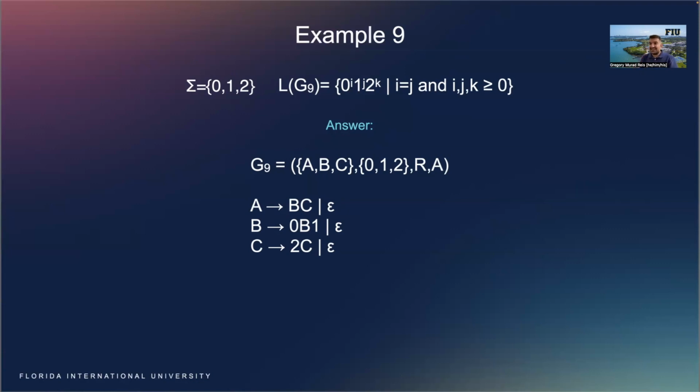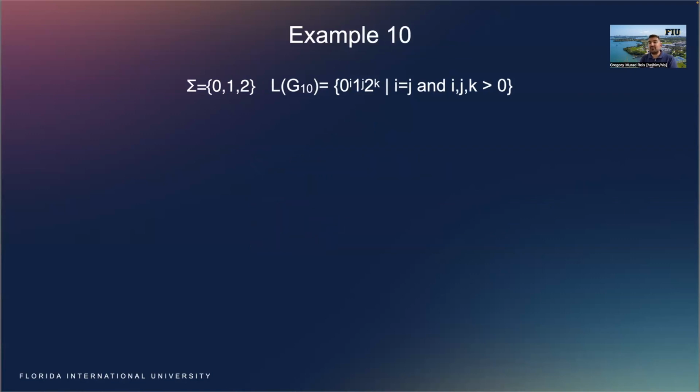I, J, and K, the three of them, greater or equal to 0. In the case that I, J, and K are equal to 0, you need the epsilon production as well, so that A can also produce epsilon directly, B can produce epsilon, and C can also produce epsilon. In this example, I, J, and K can only be greater than 0, so I cannot allow for empty. So there is at least one 0 and one 1, because they are dependent on each other, and at least one 2. So it's similar, but let's think for a second.